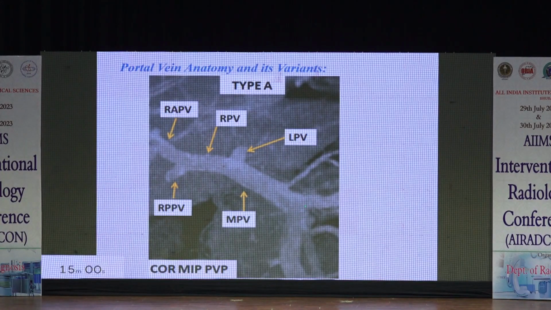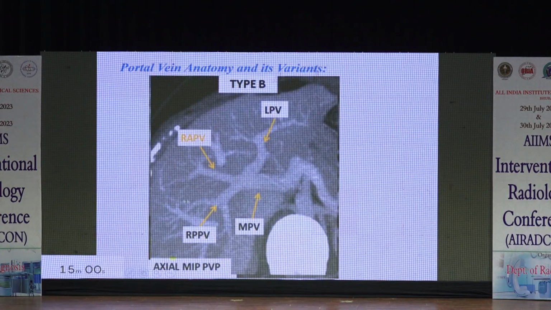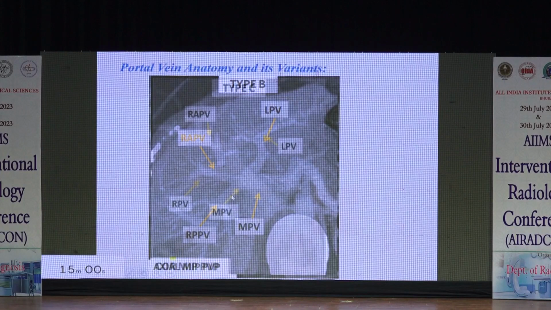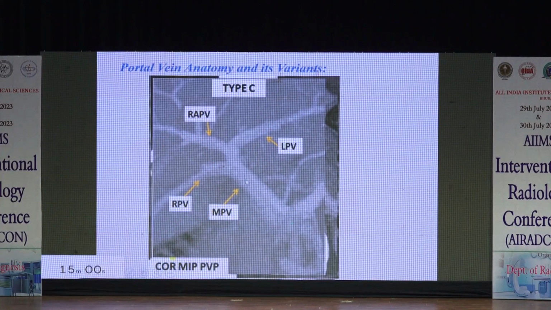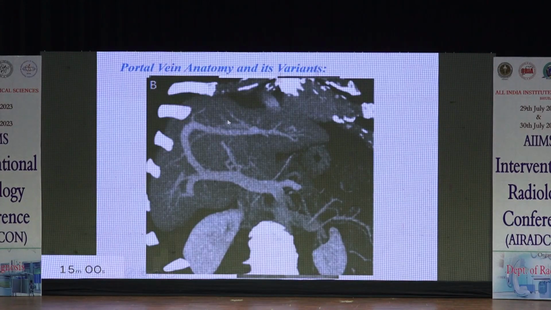So as sir was telling, you should know the portal venous anatomy and its variants. This is the type A, where the main portal vein divides into left and right portal vein, and the right portal vein further divides into right anterior and right posterior. And this is the trifurcation variant, or type B, where the main portal vein trifurcates into right anterior, right posterior and left portal vein. This anatomy is very important to know prior to embolization. Again, this is type C, where the right portal vein originates from the main portal vein, and you can have certain uncommon variants like this left portal vein meandering into the left lobe.